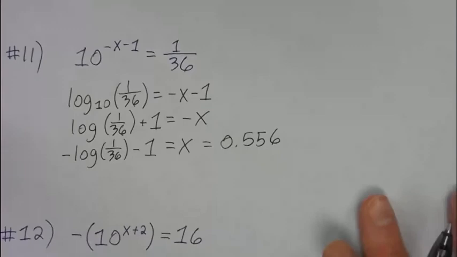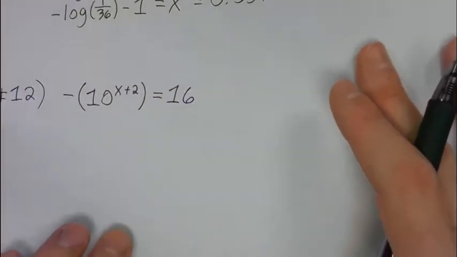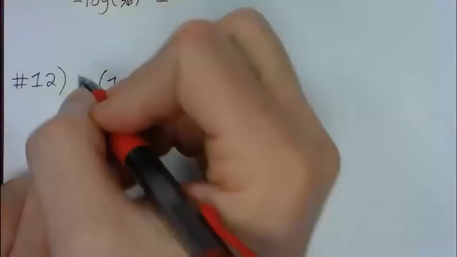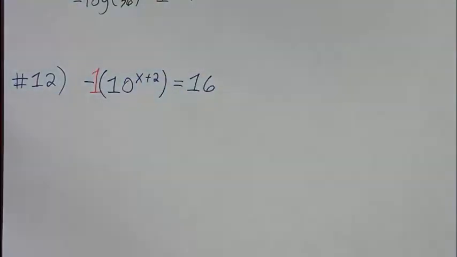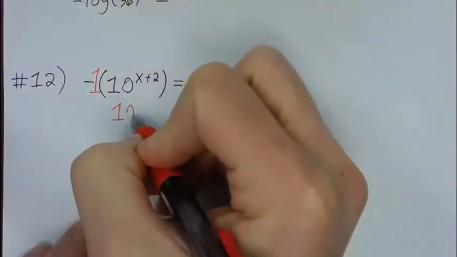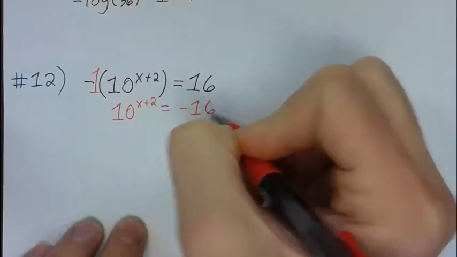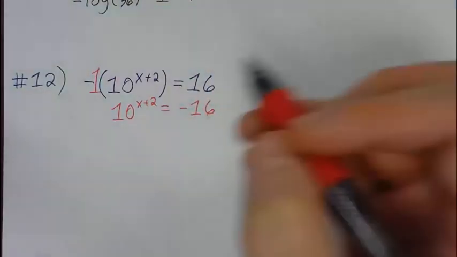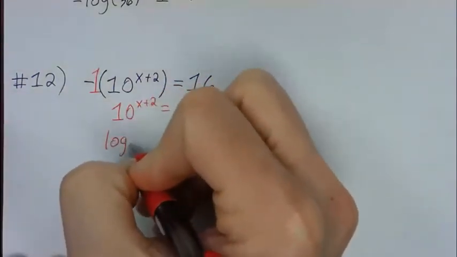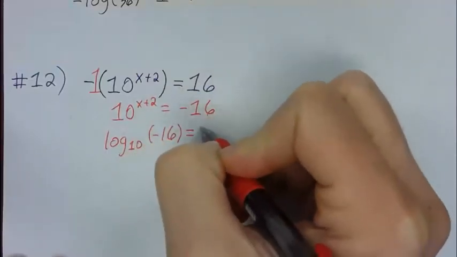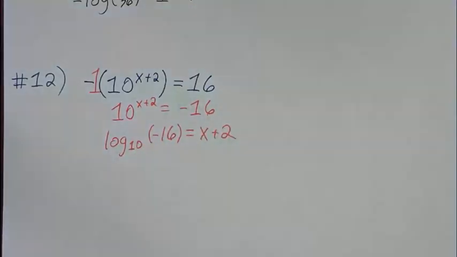Last problem, and the last thing we'll do in this video, is number 12. And that, our first step is going to be dividing by negative 1. That's what that negative in the front means. It's actually kind of like a negative 1 right there. So that means I have 10 to the x plus 2 is equal to negative 16. So now I can rearrange it into a logarithm. So I have the log of base 10 of negative 16 is equal to x plus 2.